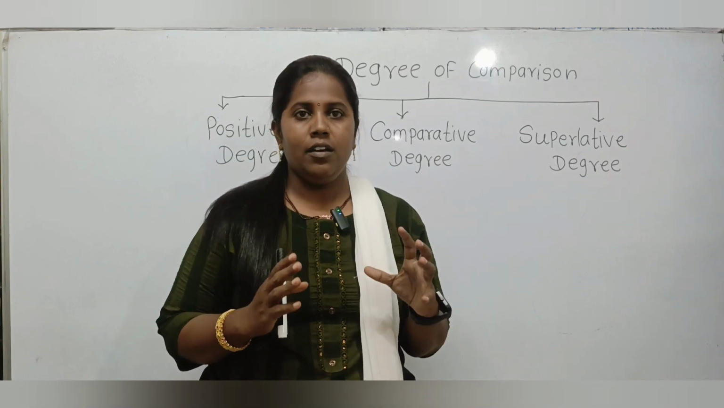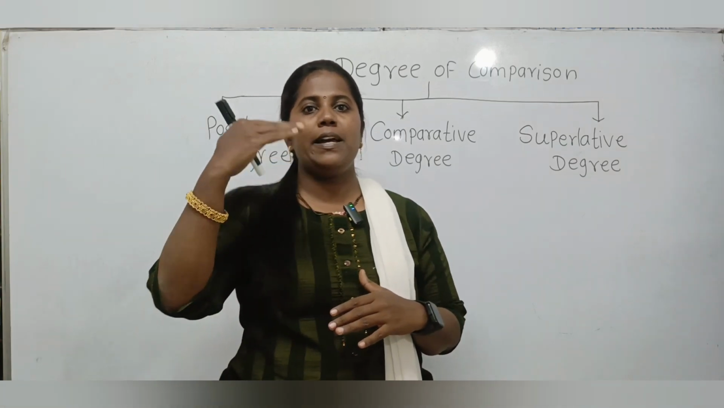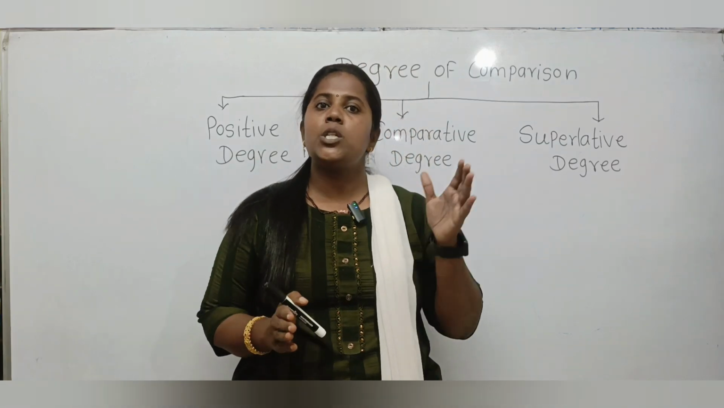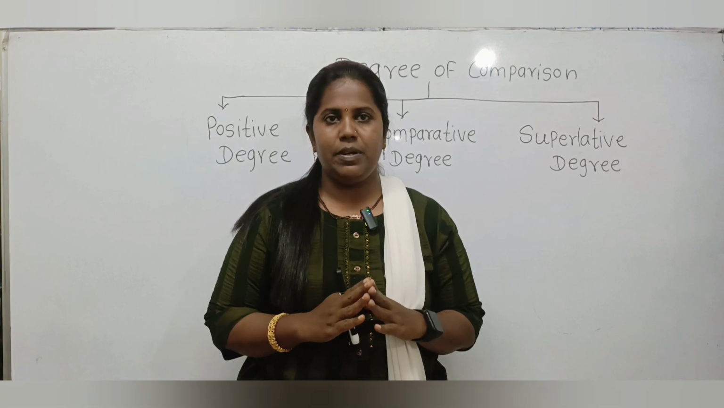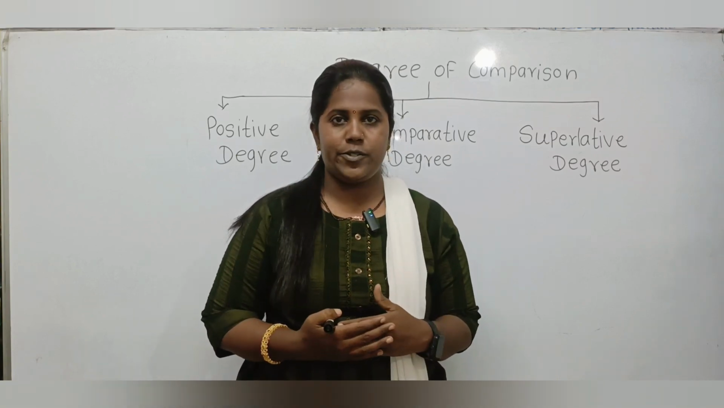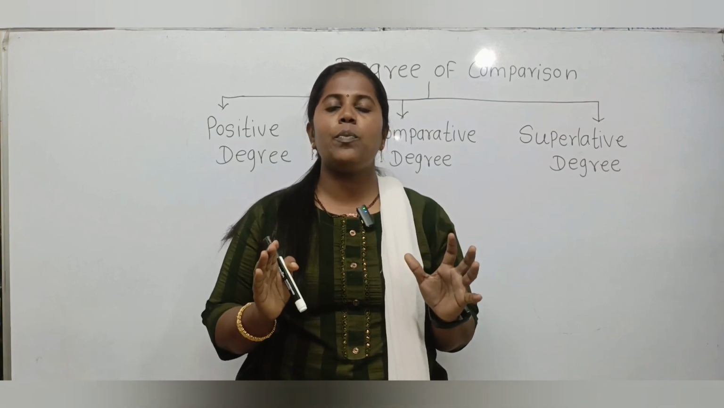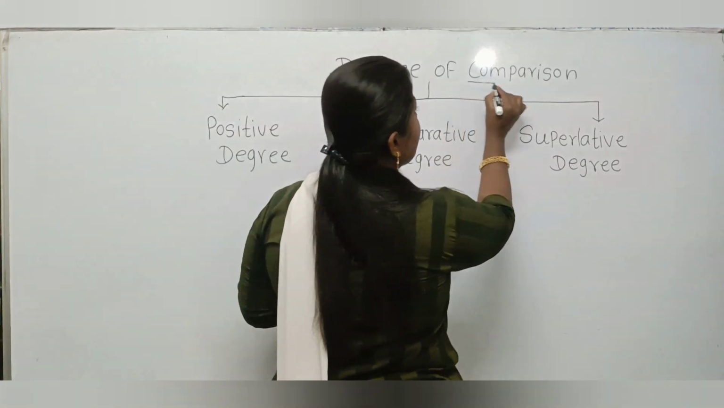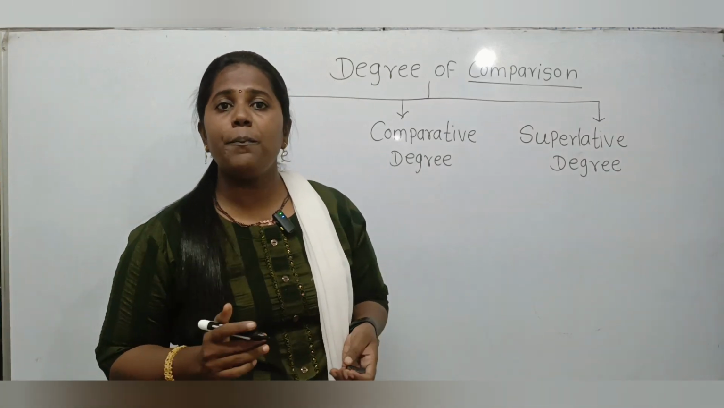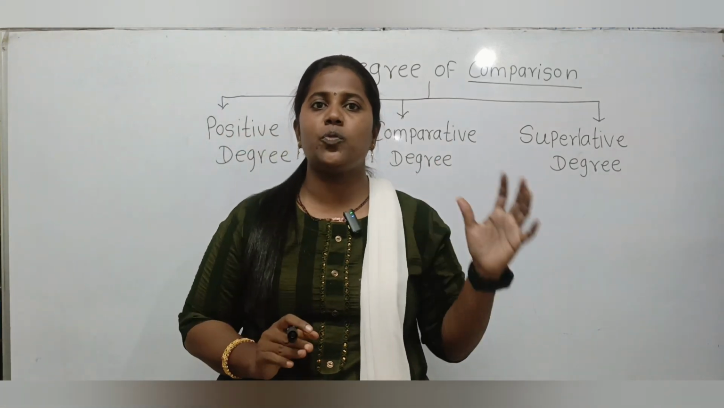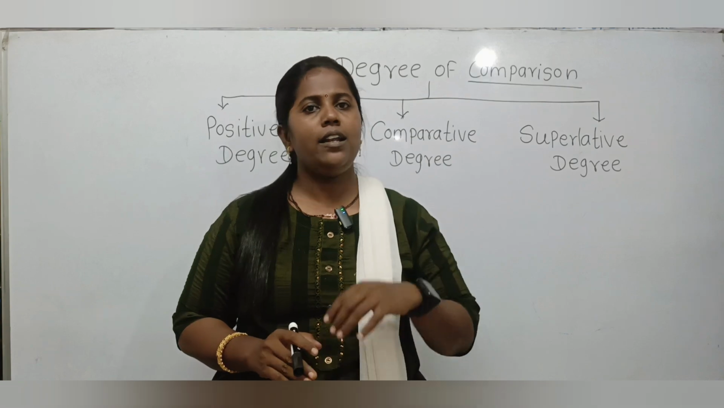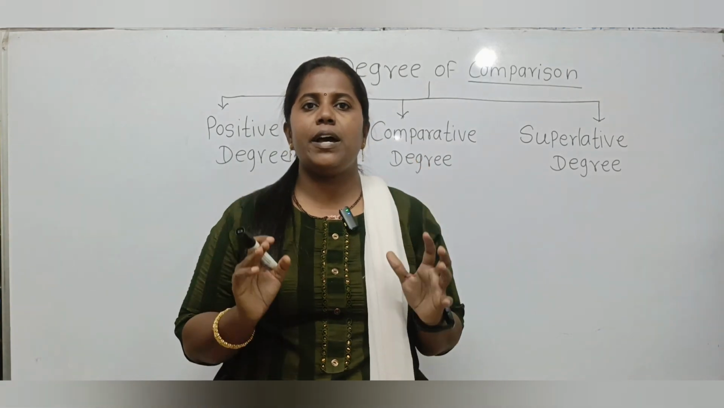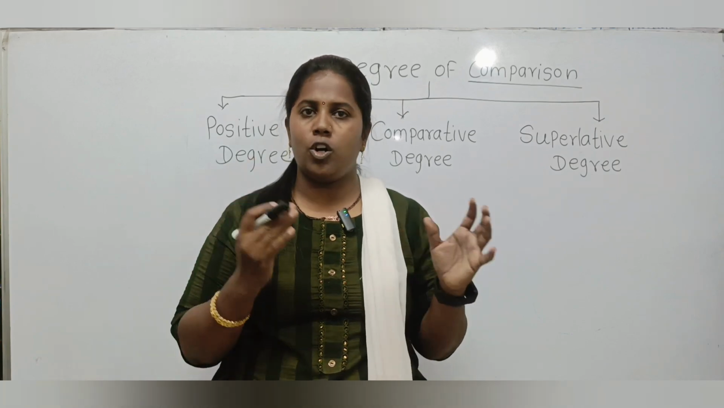Comparison means to compare. We just want to tell which one is better, which one is not better, like that. So we are going to compare two things, two persons, or whatever it may be. Or even we can compare more than two also. So degree of comparison is nothing but comparison between two objects. Actually, there is a comparison in the word itself. So degree of comparison means it is just comparison between two things or two objects, and they can be people, animals, birds, like that. So it is just comparison between two or more than two things or objects.